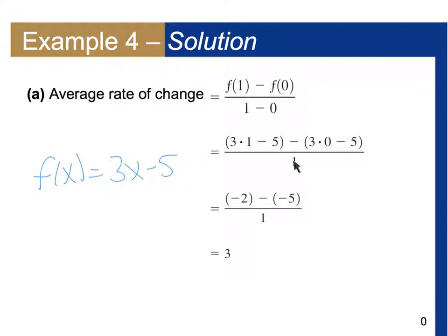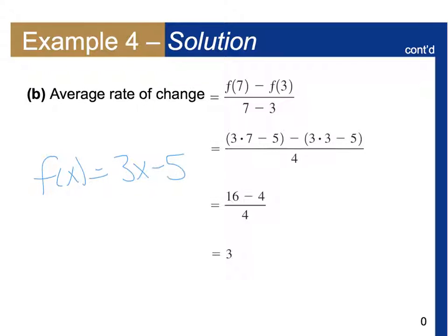Okay. So 3 times 1 minus 5, 3 times 0 minus 5. This is minus 2, this is minus 5. So minus 2 minus minus 5 is plus 3 over 1. 1 minus 0 is 1. So that's 3 between 0 and 1.